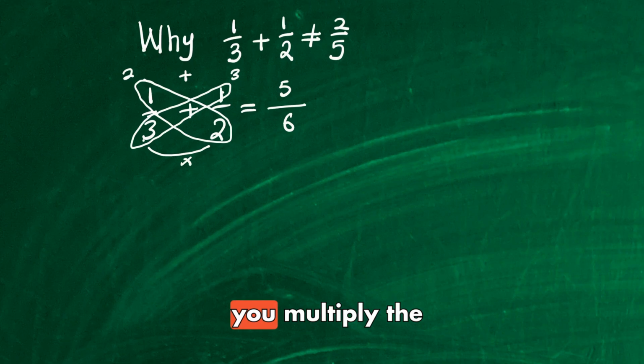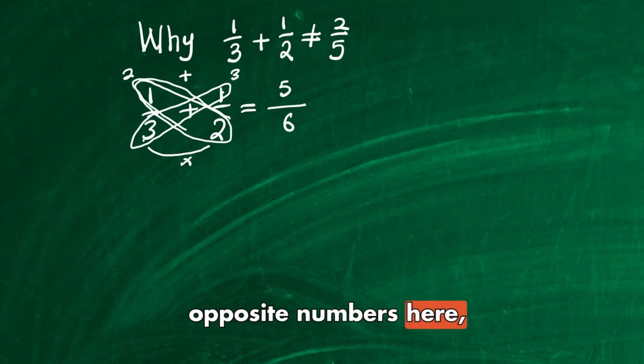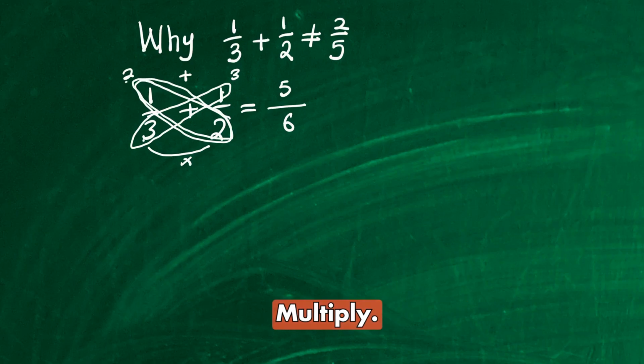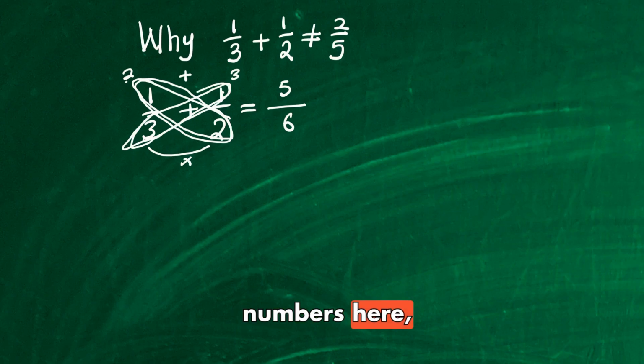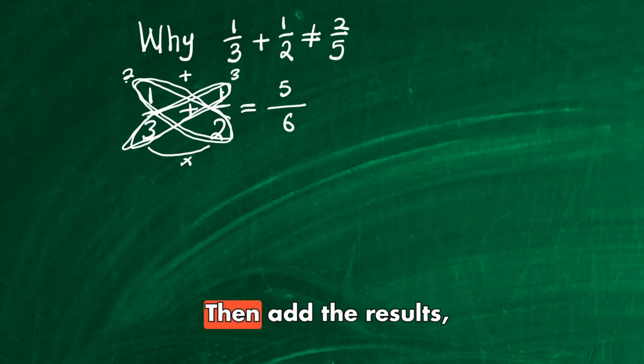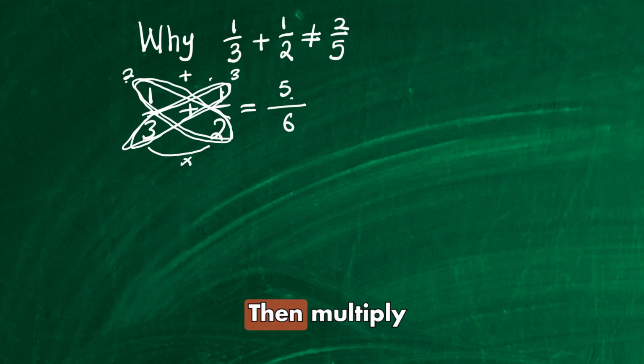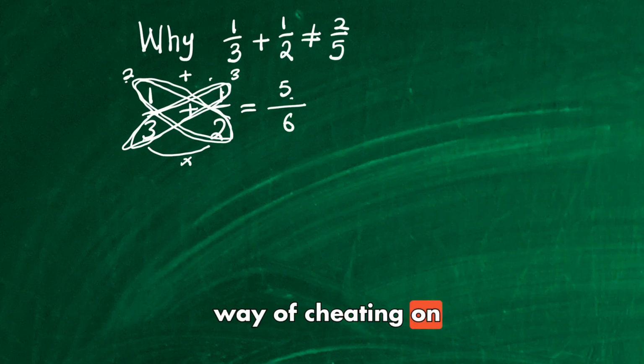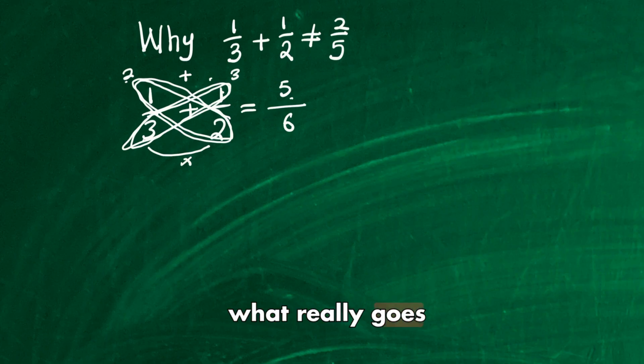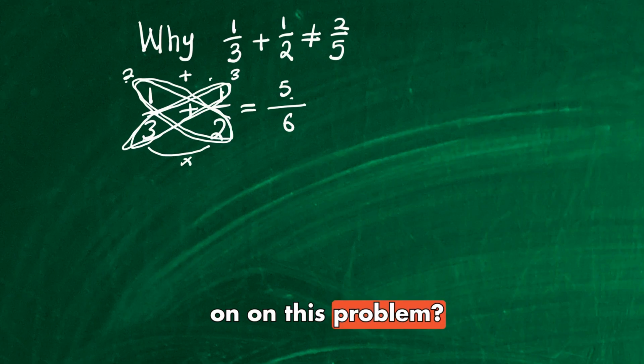So once again, you multiply the opposite numbers here, which is 2, multiply the other opposite numbers here, which is 3, then add the results, you get 5, then multiply the denominators, 3 and 2, which is 6. Okay, but now this is a way of cheating on this kind of problems. But the question is, what really goes on in this problem?